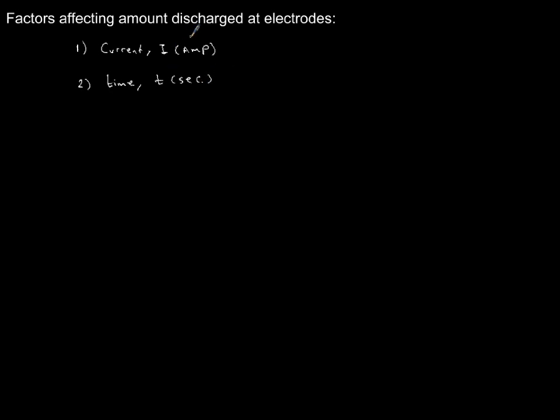Now the calculation has been removed from the syllabus. Just remember, the more current, the more time, the more discharge. The last, which is the most important, is the charge of the cation. And the smaller the valency or the oxidation number, the fewer electrons you need to discharge. For example, if we compare silver to chromium 3+, you require less voltage to produce more of silver.